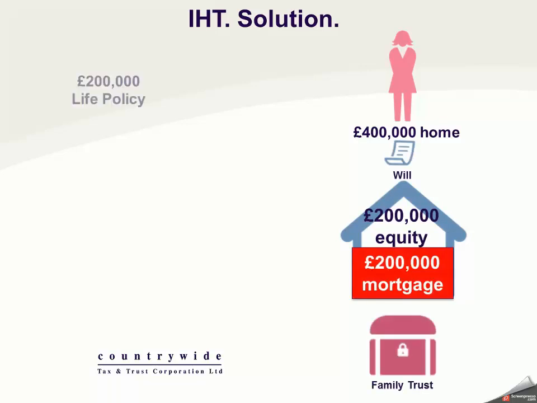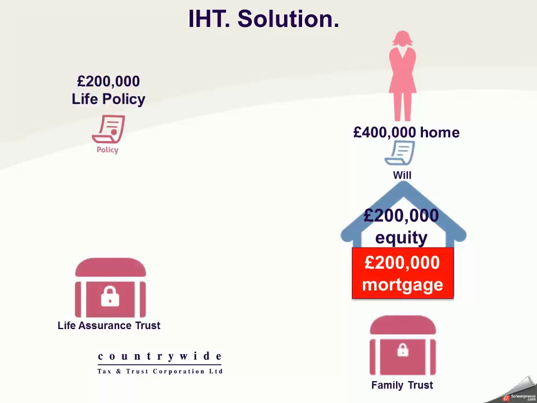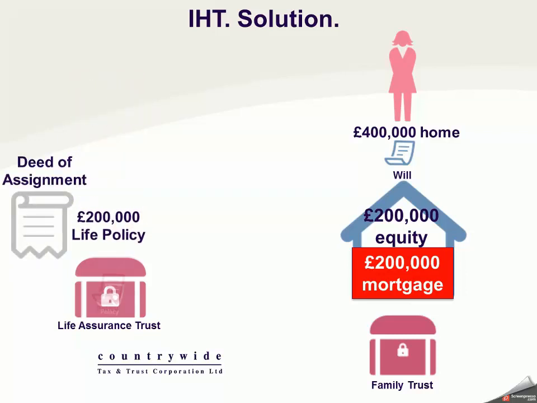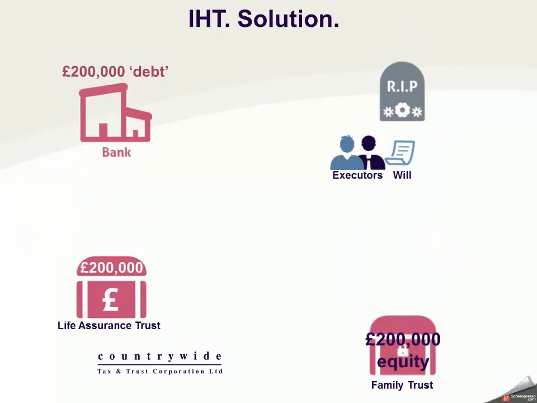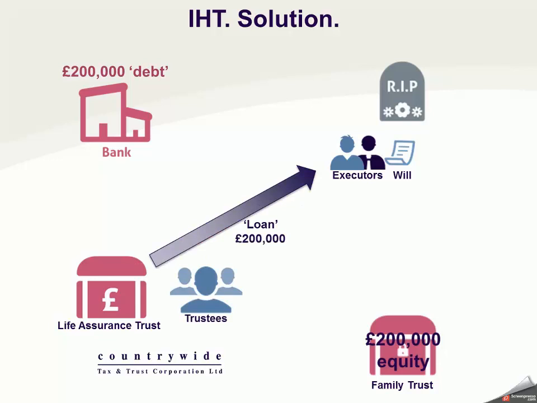The solution has got to be, of course, to draft a will and a trust for Mrs., but also to draft a Countrywide Life Assurance Trust and assign the policy in. Now, that trust is far more flexible than the Life Office Trust, and on death or prior to death, or even after death, it doesn't matter, the executors of the estate can be appointed as beneficiaries in their capacity as executors. That gives the trustees the ability to loan the proceeds to the executors, who then settle the debt.